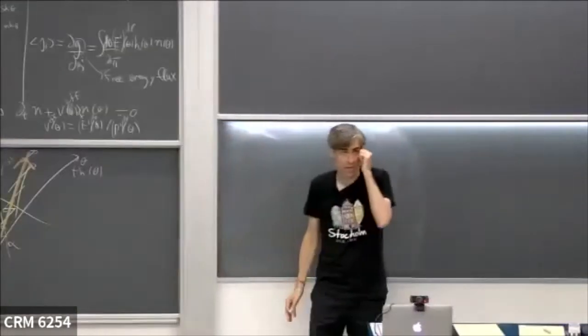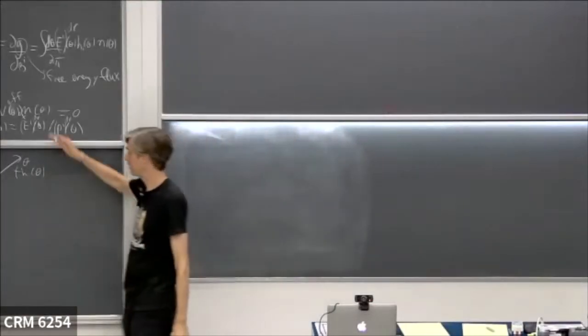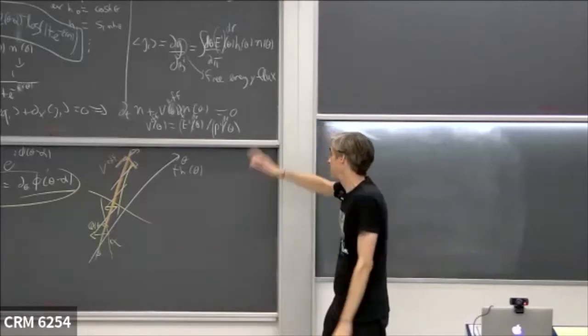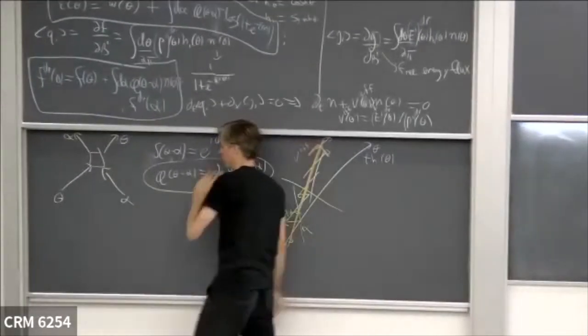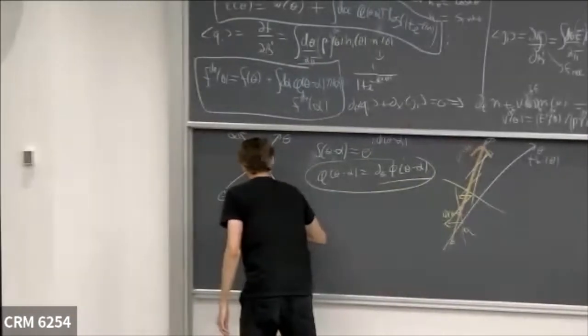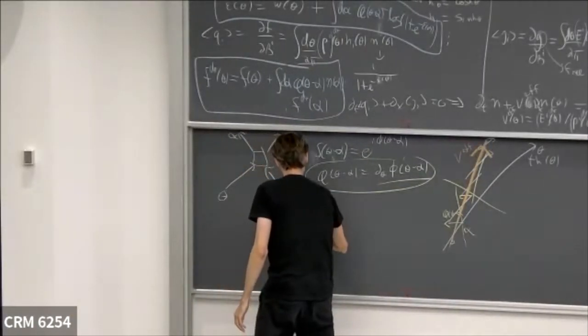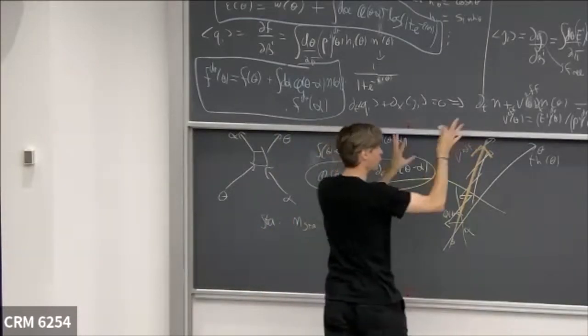XXZ chain as well, or Lieb-Liniger model. So they all have this equation. Once you have that, then you can solve the steady state problem. So the stationary state, and the solution is, you just solve the earlier equation that I wrote last time.